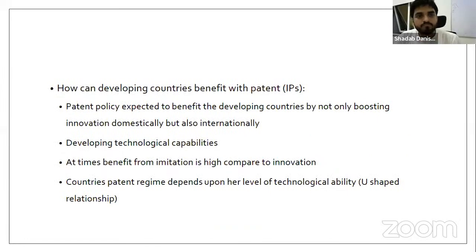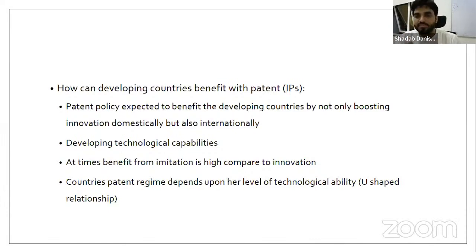Okay, so developing countries can benefit from patent IP. Patent policy is expected to benefit developing countries by boosting innovation not only domestically but also internationally, and by developing technological capabilities. One can learn from the patent, since it is a public document. At times, the benefit from imitation is high compared to innovation, and a country's patent regime depends upon its level of technological ability.